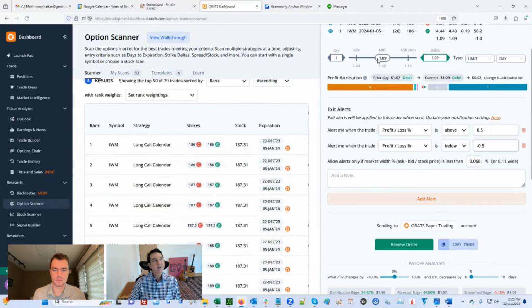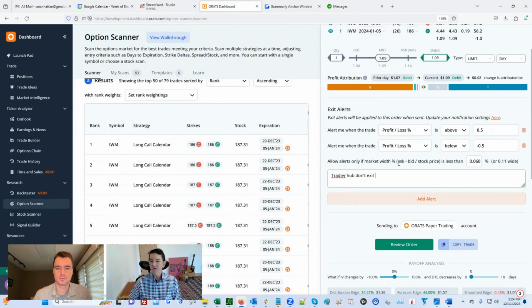The calendars tend to be lower priced, so you don't want to get out at a certain percentage. So I'm going to put Tradier Hub. Yeah, so these exit alerts are not automatically exiting the position. You're just getting a notification to your email, to your phone, when these things happen. Right. So I just want to see how this is going.